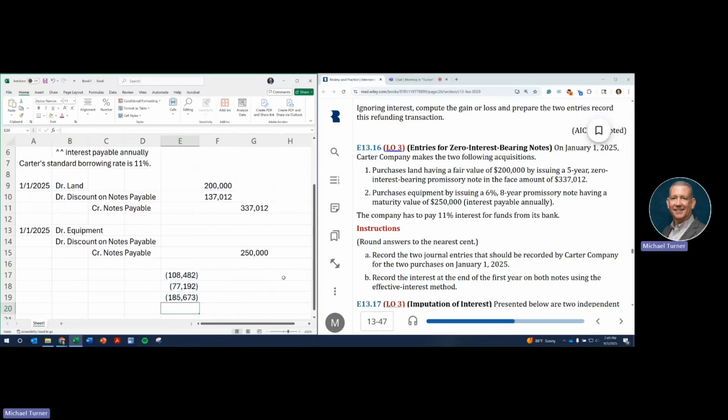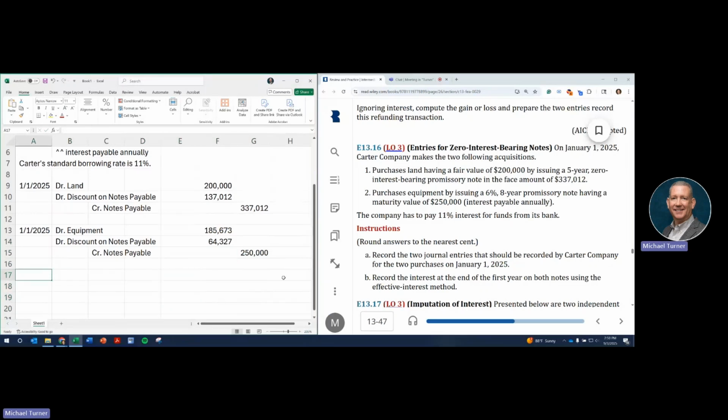So if we add these together, we get a total fair market value of $185,673. And just like before, the difference between the value of the note and the fair value of the asset gives us our discount of $64,327. That is how you record the journal entry for part 1.